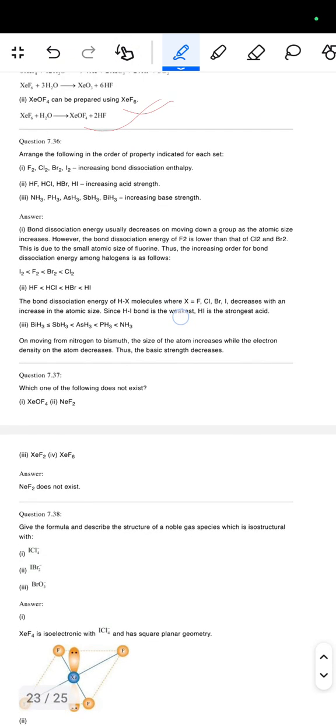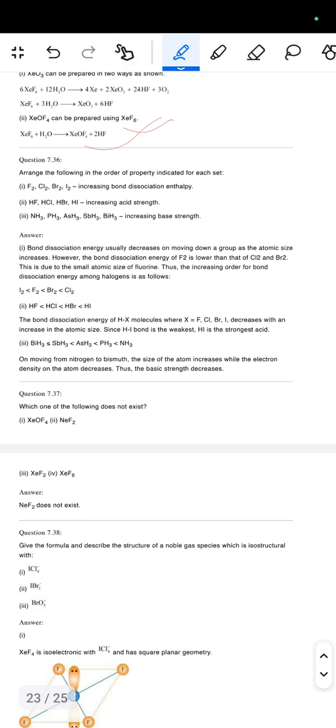The next question is: write the following in the order of the property indicated for each set. F2, Cl2, Br2, I2 in increasing bond dissociation enthalpy. Bond dissociation enthalpy usually decreases on moving down a group as the atomic size increases. However, the bond dissociation energy of F2 is lower than that of Cl2 and Br2 due to the small atomic size of fluorine. So the increasing order of bond dissociation energy among the halogens is I2, F2, Br2, Cl2. Clear?